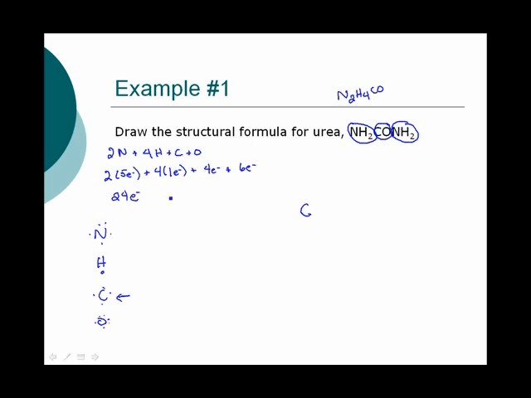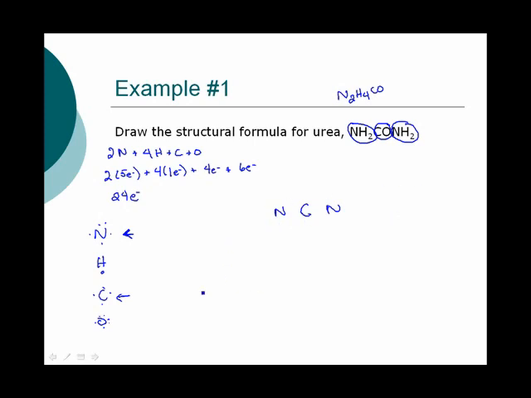So we start with our most electron deficient atom. Our next most electron deficient atom, just to get a place to start with, would be nitrogen. So we're going to bond the nitrogens to the carbons. So there's a nitrogen there and a nitrogen there.